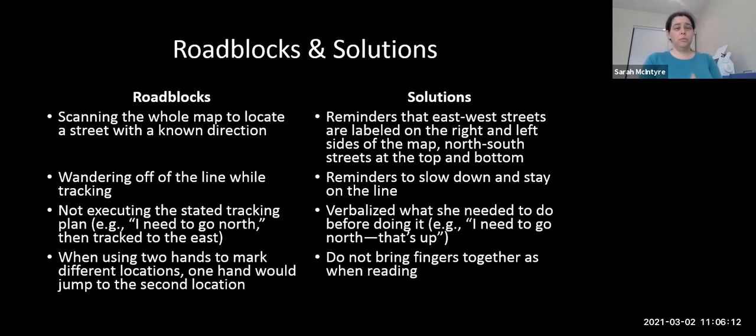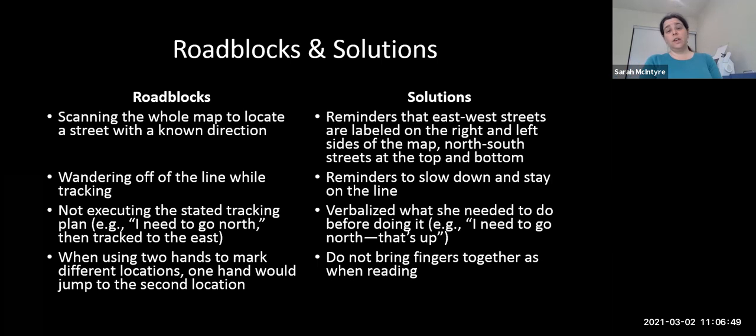So the first roadblock we ran into is that she would scan the whole map to locate a street whose direction she knew, such as one of the main streets on the previous map, Texas Street. It runs east-west. She knows it runs east-west. And she would be checking the north and south, the top and bottoms of the map, to locate a street that the label would be on a left or right side. So with Tmap, your east-west streets are labeled on the left and right. North-south streets are labeled at the top and bottom. She's looking for an east-west street and scanning at the top and bottom of the page.